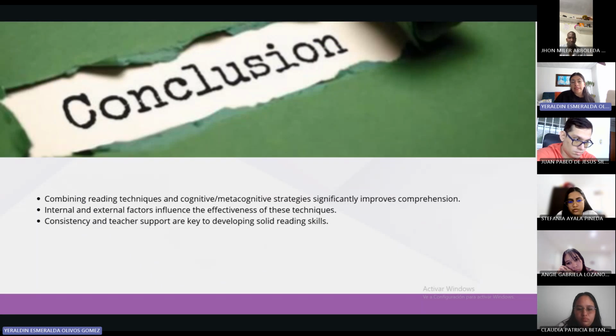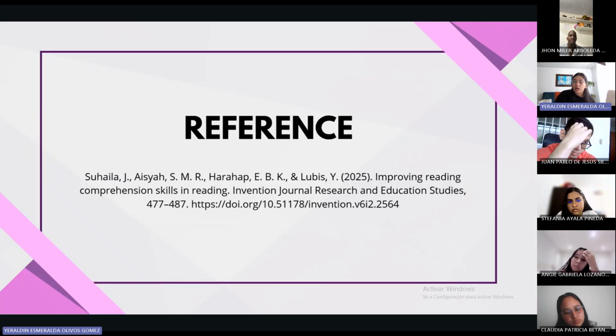Conclusions. Combining reading techniques and cognitive and metacognitive strategies significantly improves comprehension. Internal and external factors influence the effectiveness of these techniques. Consistency and teacher support are key to developing solid reading skills.